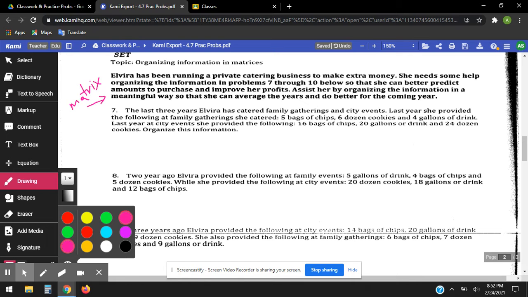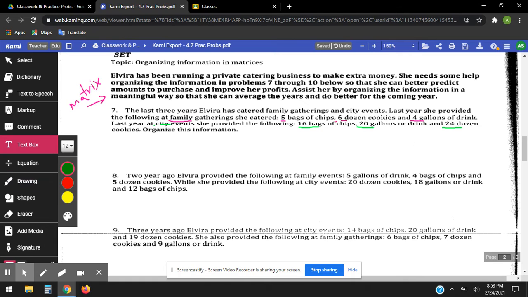So the last 3 years, she's catered family gatherings and city events. Last year, she provided the following at a family gathering: 5 bags of chips, 6 dozen cookies, 4 gallons of drink. Last year at a city event, she provided the following: 16 bags of chips, 20 gallons of drink, and 24 dozen cookies. So let's set this up in a matrix.